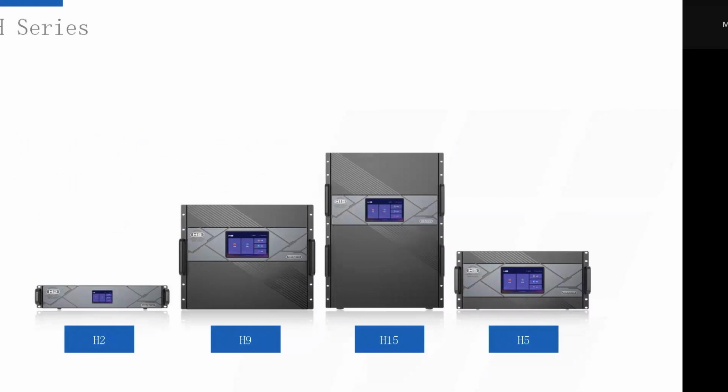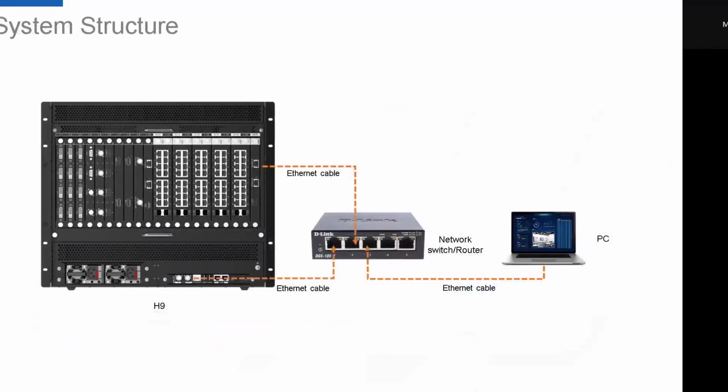No matter which model of H-Series product you use, to get multi-viewer working, we need to make sure the hardware connection is correct first. So here's a diagram to show how we connect the multi-viewer cards, the main board of H-Series products, and also the laptop. We need to get a router or network switch and connect the PC, the main control card of H-Series products, and the multi-viewer cards to the same router, and make sure they are all in the same network segment.